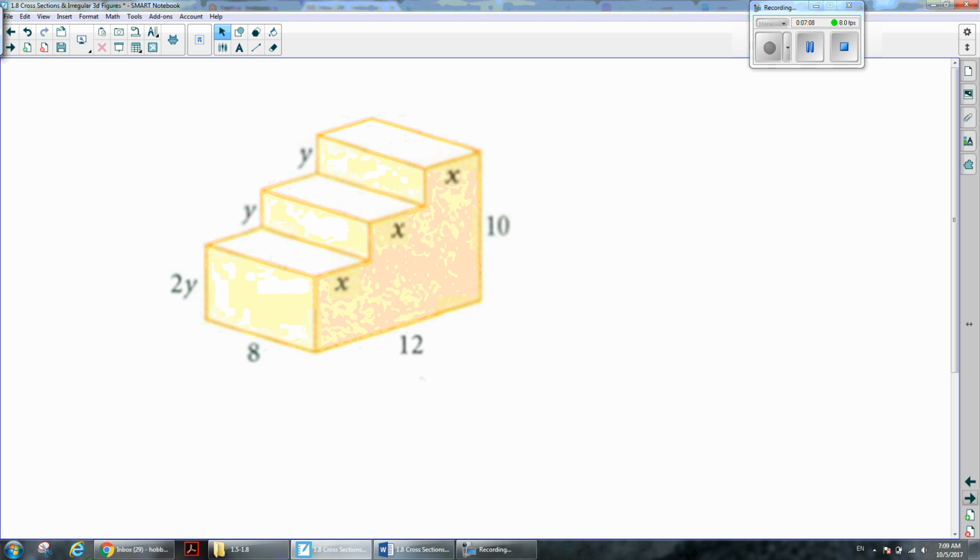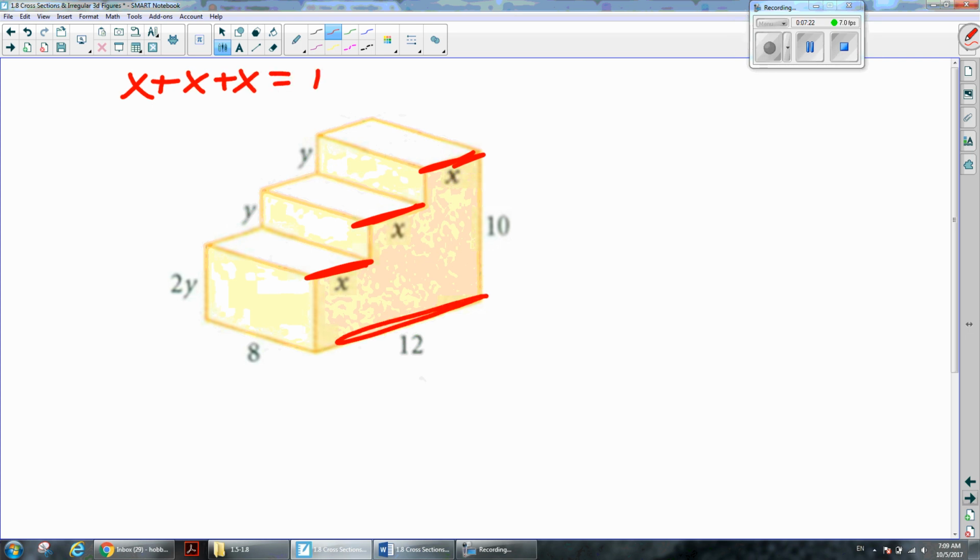Alright, and we have all of these horizontal components. We have x plus x plus x. That's making up this whole length of 12, or we could have said 3x equals 12. When we divide by 3, x is 4.